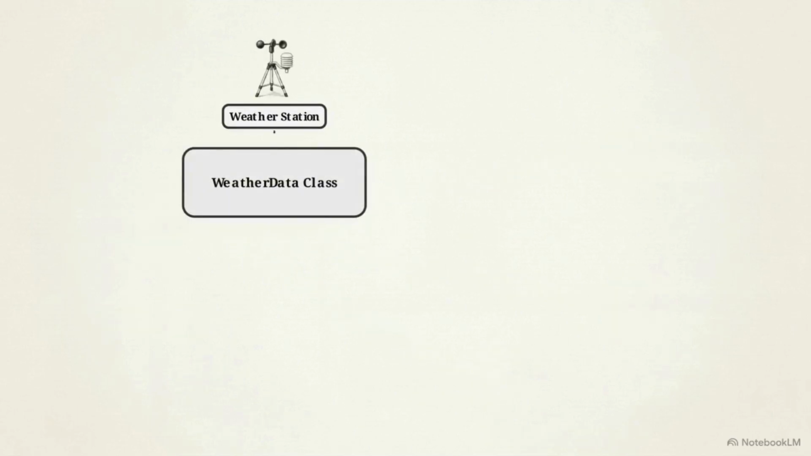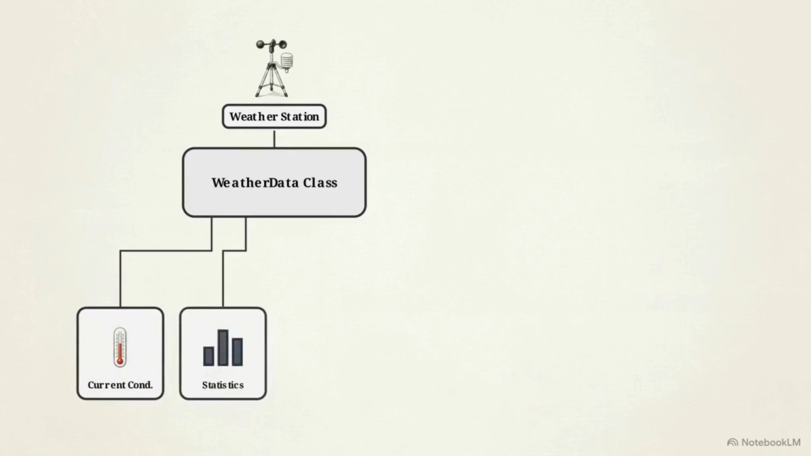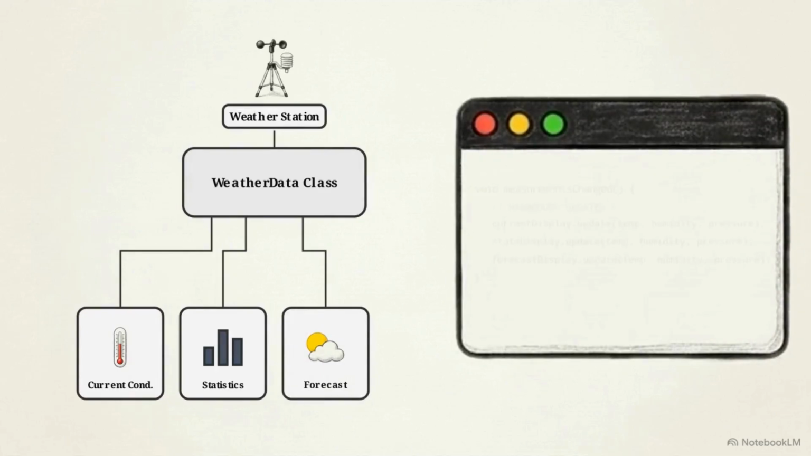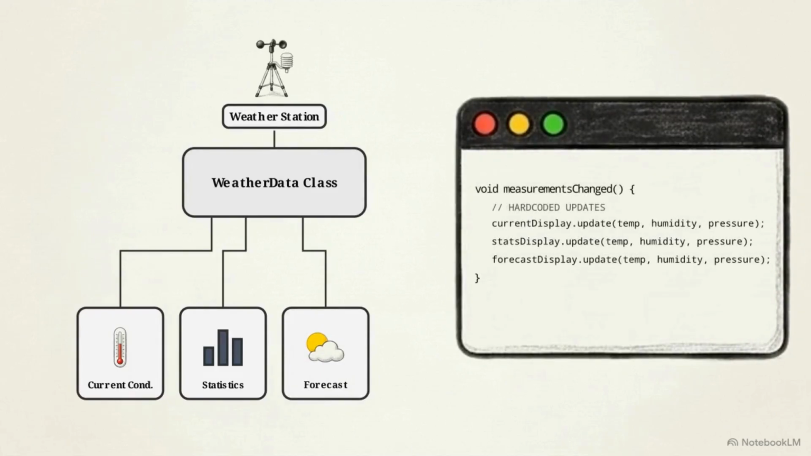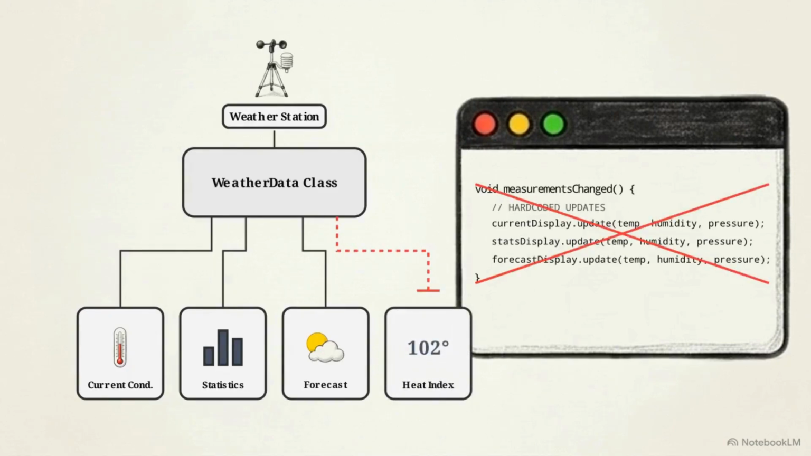Consider a physical weather station. A central weather data object receives sensor readings and updates 3 distinct user displays: current conditions, weather statistics, and a forecast. Usually, you might write a method that calls an update function on each directly. But if we need to add a 4th display for a heat index, we have to open up and modify our core weather data class.